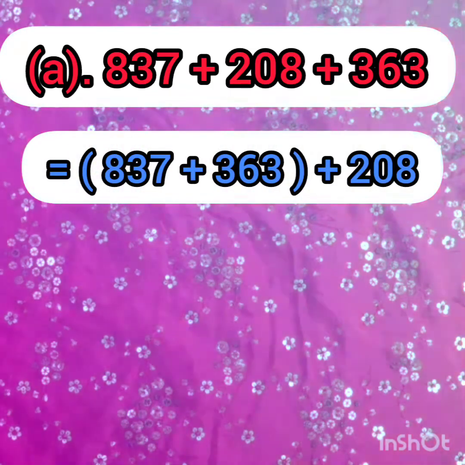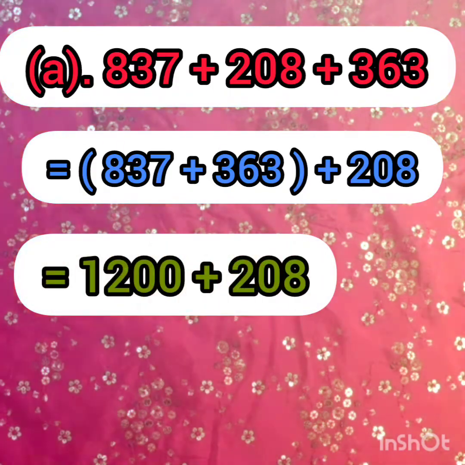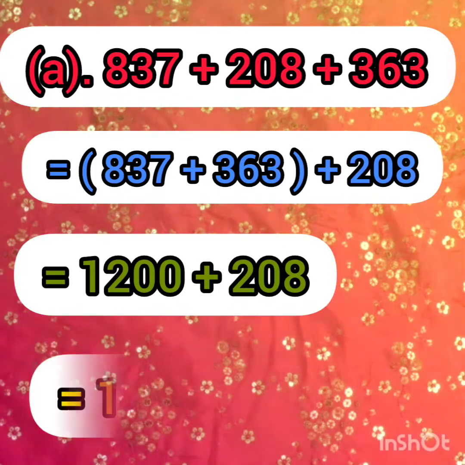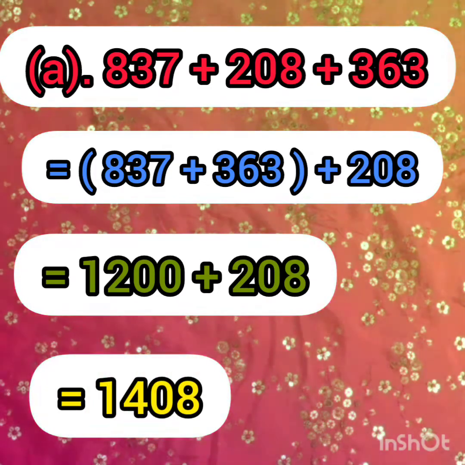Now, let's make a group of 837 and 363. Now, the sum of 837 and 363 is 1200. The sum of 1200 plus 208 is 1408.